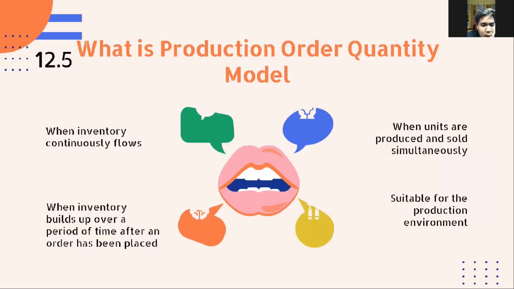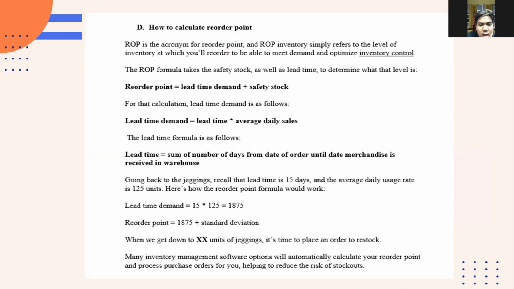And how to calculate reorder point. ROP is the acronym for reorder point, and ROP inventory simply refers to the level of inventory at which you will reorder to be able to meet demand and optimize inventory control. The ROP formula takes the safety stock as well as lead time to determine what the level is. Reorder point equals lead time demand plus safety stock.